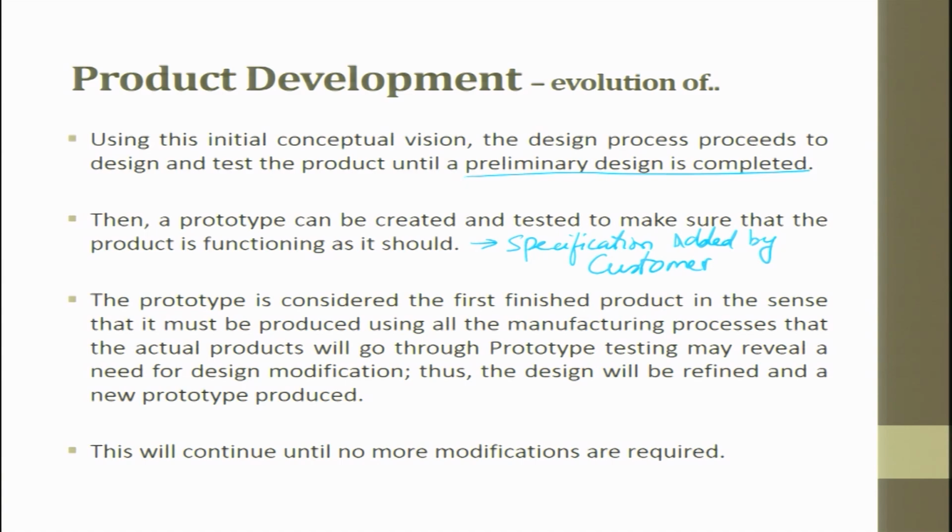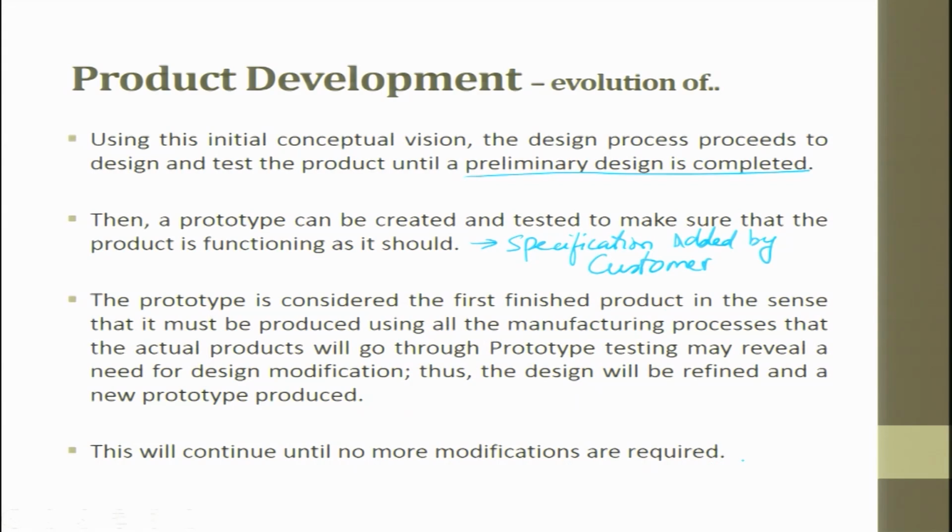So, recently I was talking to an entrepreneur who was making a product. He said he has made 80 prototypes to go to a final specification, and today his product is very successful in the market. So, he had to make 80 prototypes. Each prototype has a variation from the previous one. Okay. This will continue until no more modifications are required. Several prototypes will be made. So, he said he has made 80.